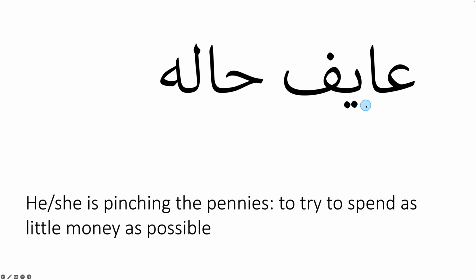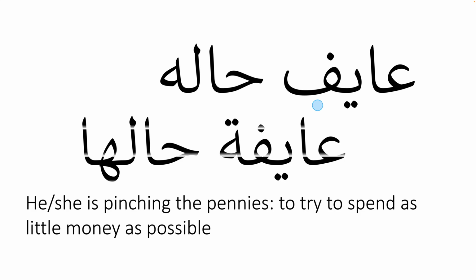Our next phrase is عايف حاله. عايف means somebody who's fed up. حاله, hal, is the status or the situation. So عايف حاله is used to refer to somebody who's pinching pennies, trying to spend as little as possible. He's fed up with the situation. عايف حاله would be used to describe a man, and if you want to describe a woman, you would say عايفة حالها. عايف حاله to talk about a man, عايفة حالها to talk about a woman.